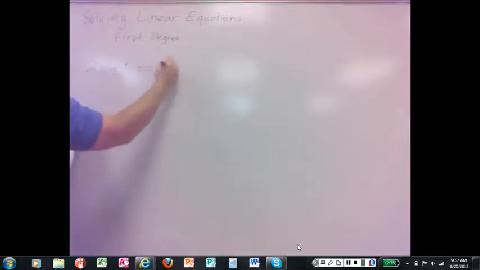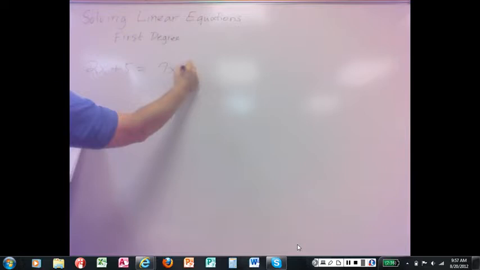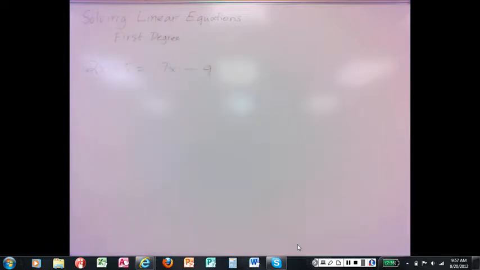So what's the main key to solving those? If I have 2x plus 5 equals 7x minus 9. Just start off easy there. What's the main goal in solving a linear equation?